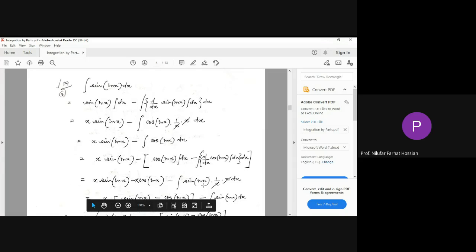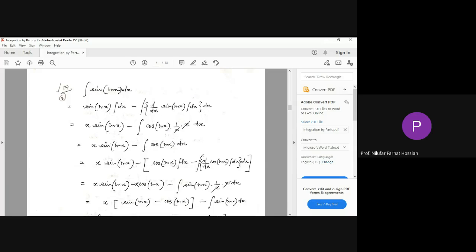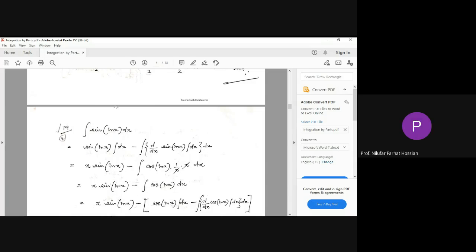Now this method, integral of sine of ln x. This ln x is the argument of sine, not simply x. It is not simply sine x, it is sine of ln x. Now please tell me, can you integrate this sine of ln x directly? Is it possible? No, miss. No, it is not possible.